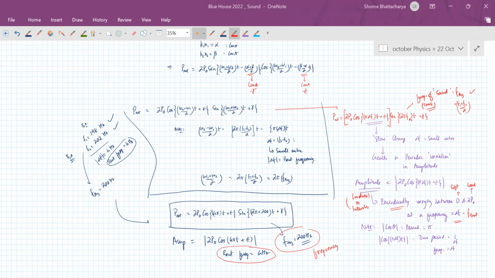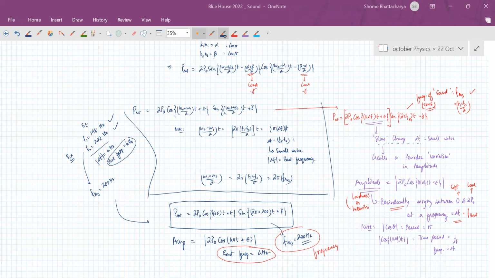So see, the net amplitude becomes this term. So this delta f is a small frequency, because that's the difference f1 minus f2. So small frequency means that it's a slow change. So the net amplitude is such that it's slowly changing between 0 and 2p naught rhythmically or periodically at a frequency equal to delta f. Whereas the actual tone of the sound heard, which is the frequency of the sound heard, is according to this sine 2 pi f average term, where the frequency is the average of the two.